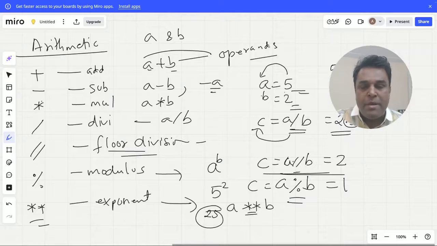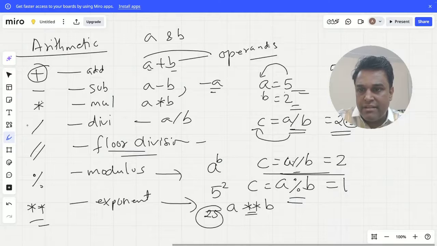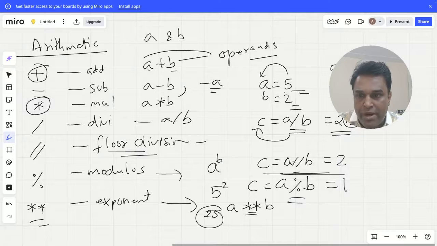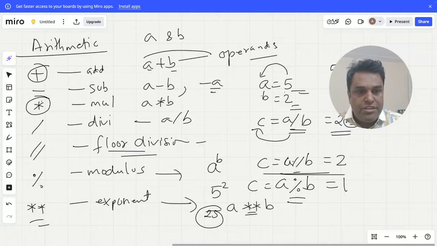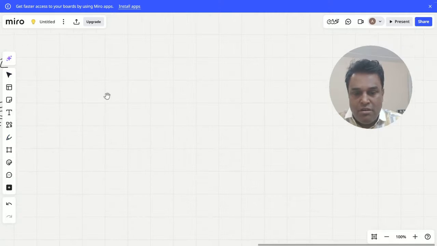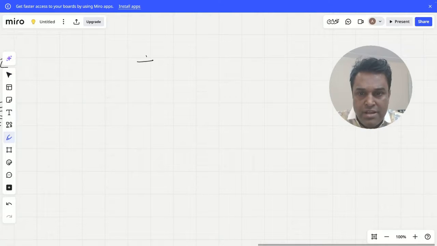Now, please remember the arithmetic operators. We have this plus operator and the product operator. These two operators are also used in string operations. How to use them in string operations and how to perform the string operation, we will cover in this video. Let me just shift this aside.